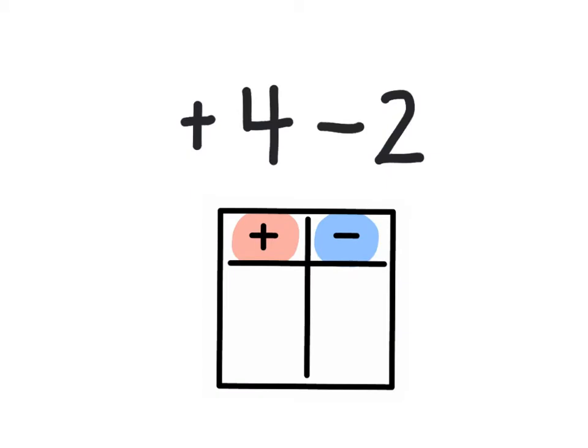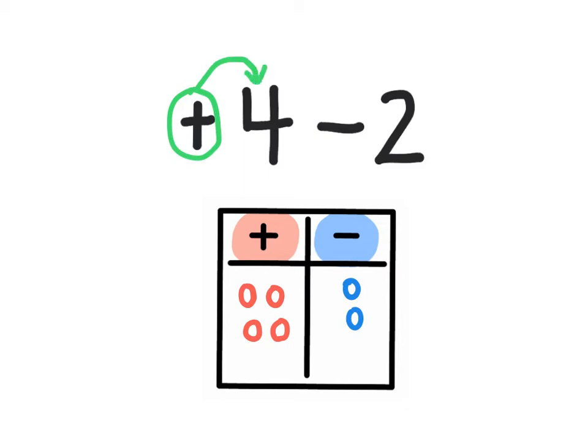Positive 4, subtract 2. In this case, we can think about the positive team as having 4 points and the negative team as having 2 points. Remember, we know this because we look at the sign that's out in front of the number, and that tells us what team it's going to be on. So the 4 is on the positive team, the 2 is on the negative team.